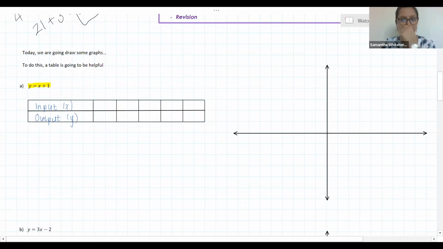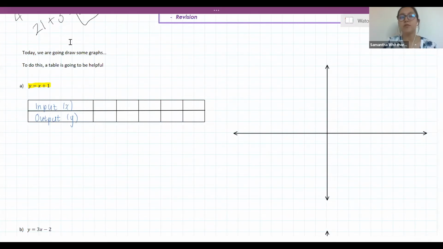Now remember, I said I think of this like a number machine. I take the x value, I put it in, I do a whole bunch of different operations, and then I get an answer, which is my output. And this is what the rule basically tells me to do. It tells me to take x, in this case, add 1, and then I get my output. And in order for us to do this, we actually need some input values.